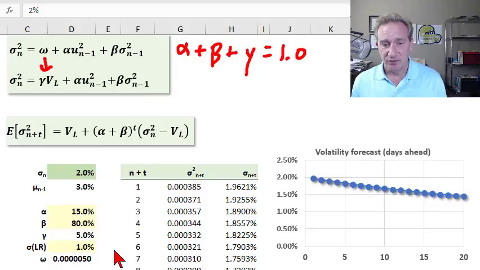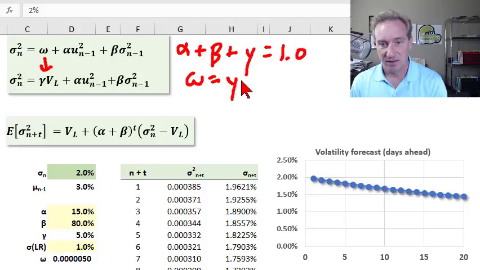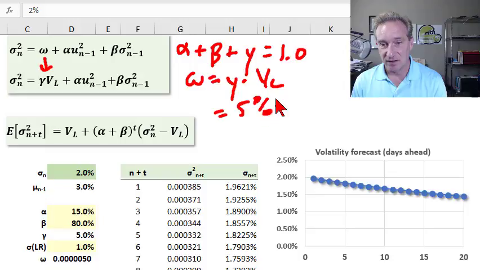So we can also see why the omega term is going to be typically small. In my case, where we have omega equals gamma times the long run variance, my gamma is only 5% in this version, 5%. And it's multiplied by the long run variance, which is my long run volatility squared.